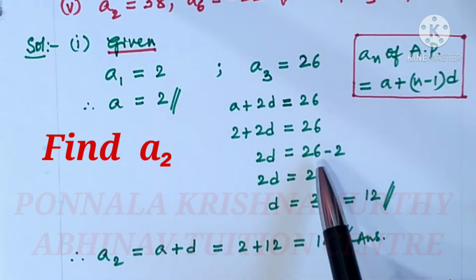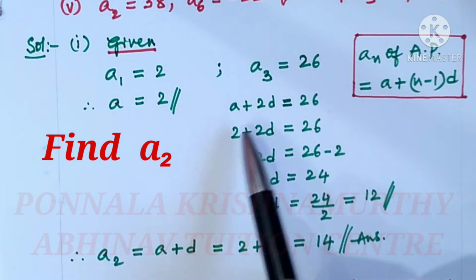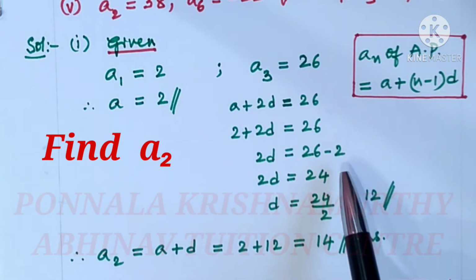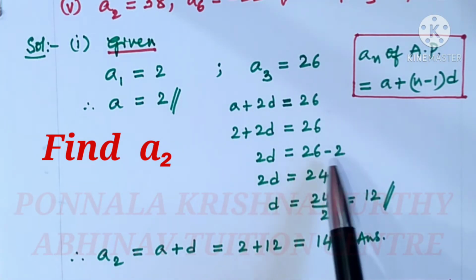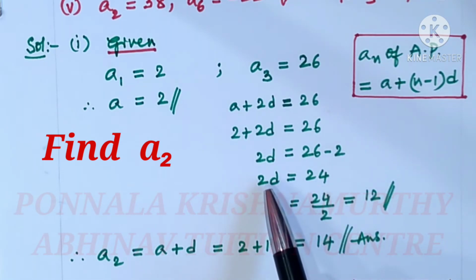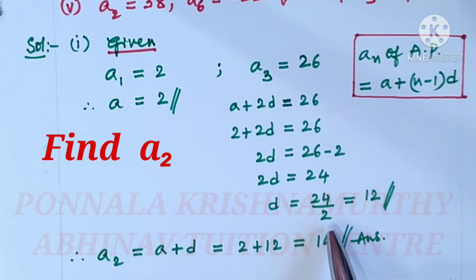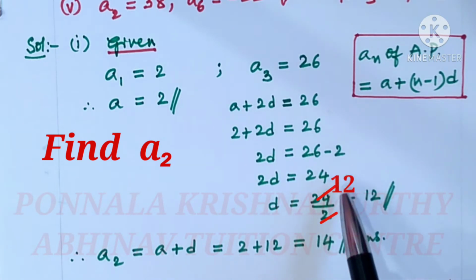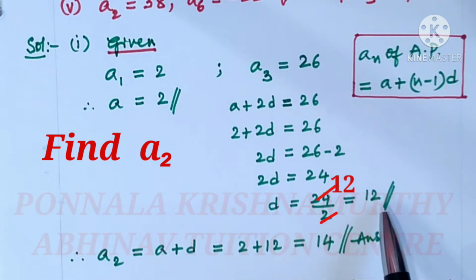2D is equal to 26 minus 2. This plus 2 comes to the right hand side and becomes minus 2. Now 2D equal to 24. Then D equal to 24 by 2. Here we have multiplication, so it becomes divided by 2. 2 12 times cancel, so D equal to 12.